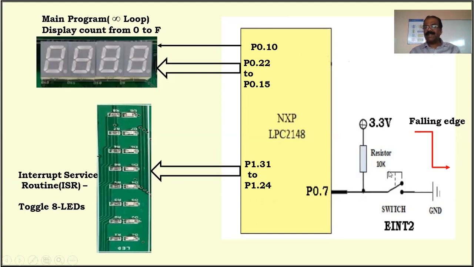But during rising, low to high, it won't sense. During level, it won't sense. Only during the falling edge, once you press the button, it's going to create a falling edge, a negative edge. Then the controller comes to know that there'll be a request, an interrupt from external devices. That's the meaning of this.